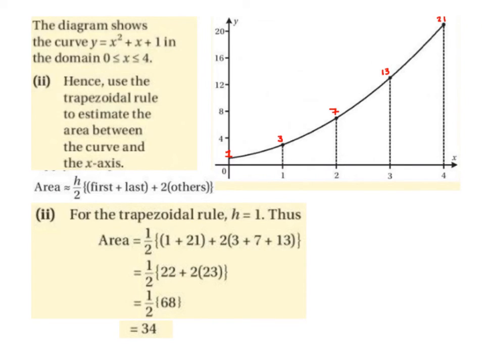1 plus 21 is 22. 3 plus 7 plus 13 is 23, so it's 2 times 23. 2 times 23 plus 22 is 68, and half of 68 is 34. So the area between the curve and the x-axis we estimate to be 34 units squared.